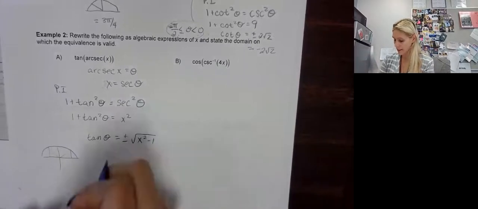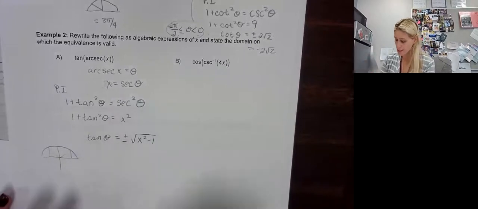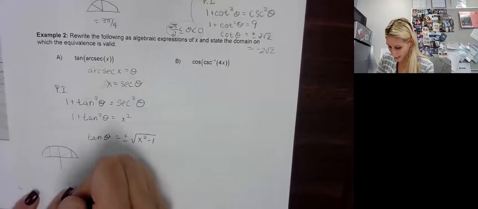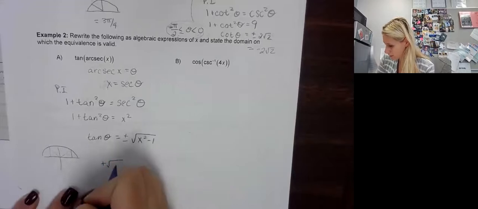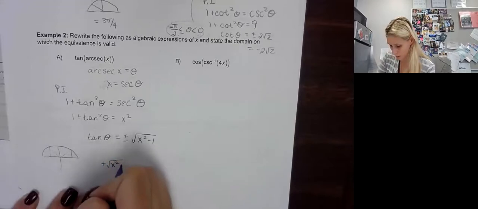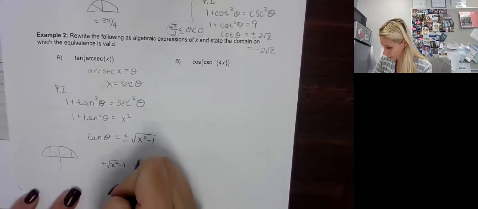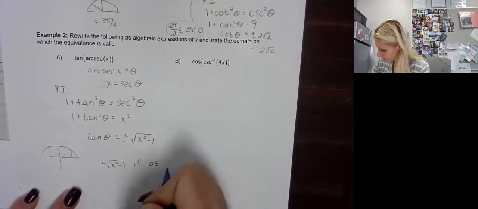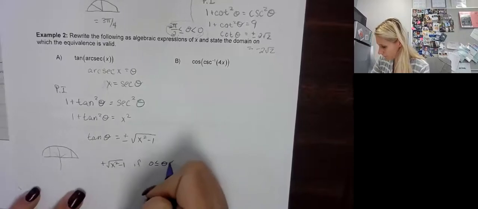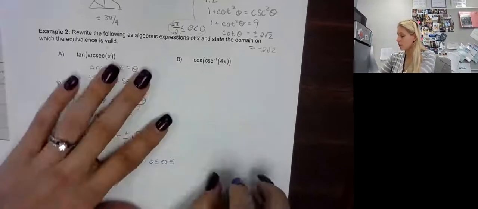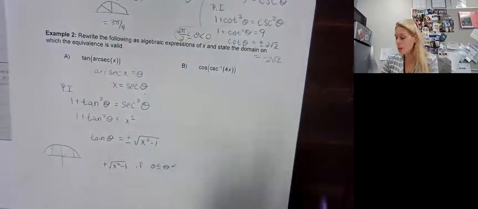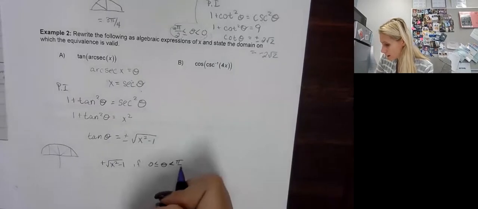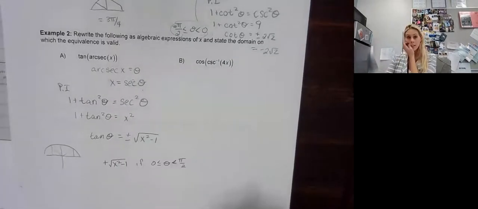So what we actually have to do for our domain on this is we actually have to say that tangent will be a positive square root of x squared minus 1 if theta is between 0 and pi over 2. Now, I do not include pi over 2 for the fact that there's an asymptote there for arc secant, right?